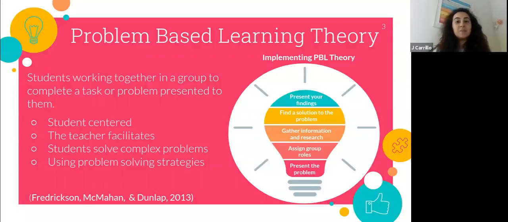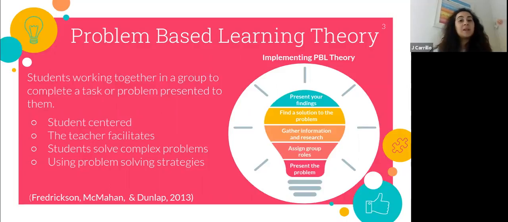So what is problem-based learning? Problem-based learning is when students work together in groups to complete a task or problem that's presented to them. This is particularly seen as student-centered. The teacher is the facilitator. The students are given complex problems, and the students use their problem-solving strategies to answer these problems.